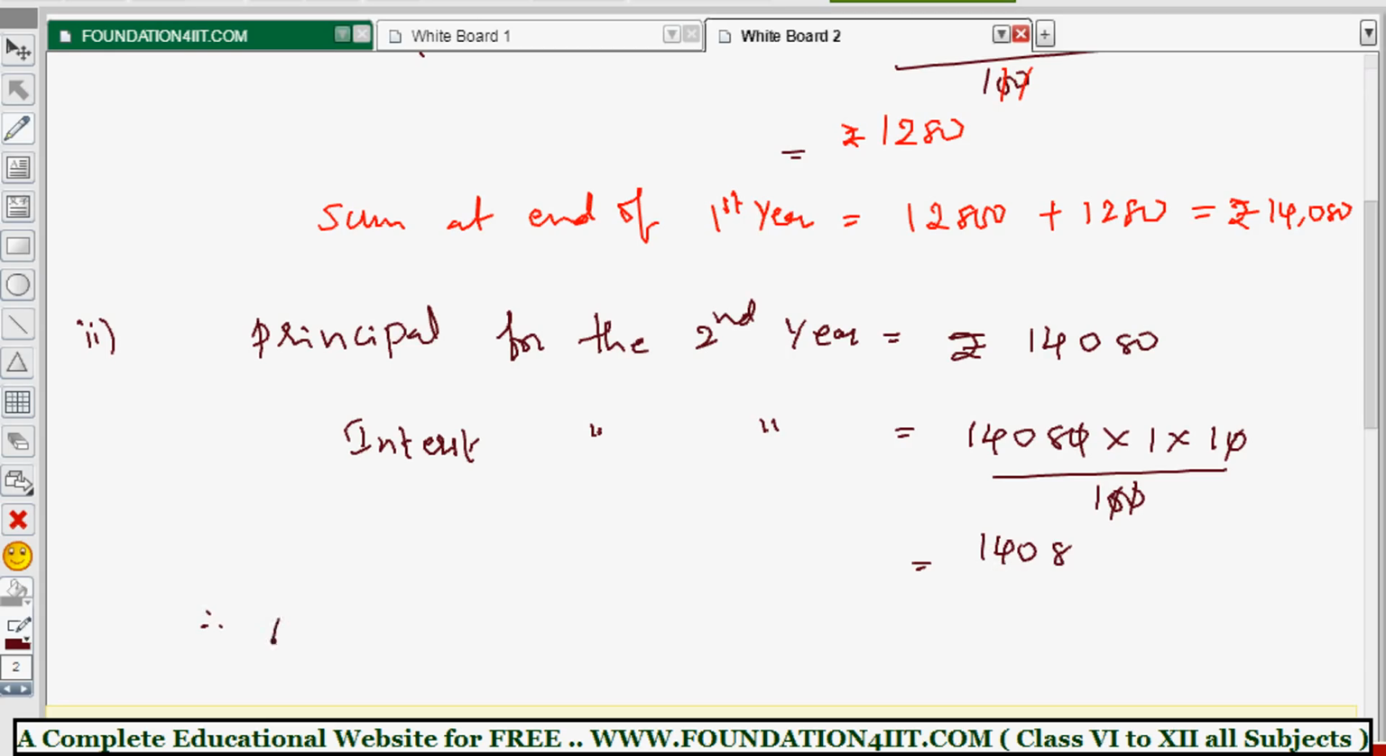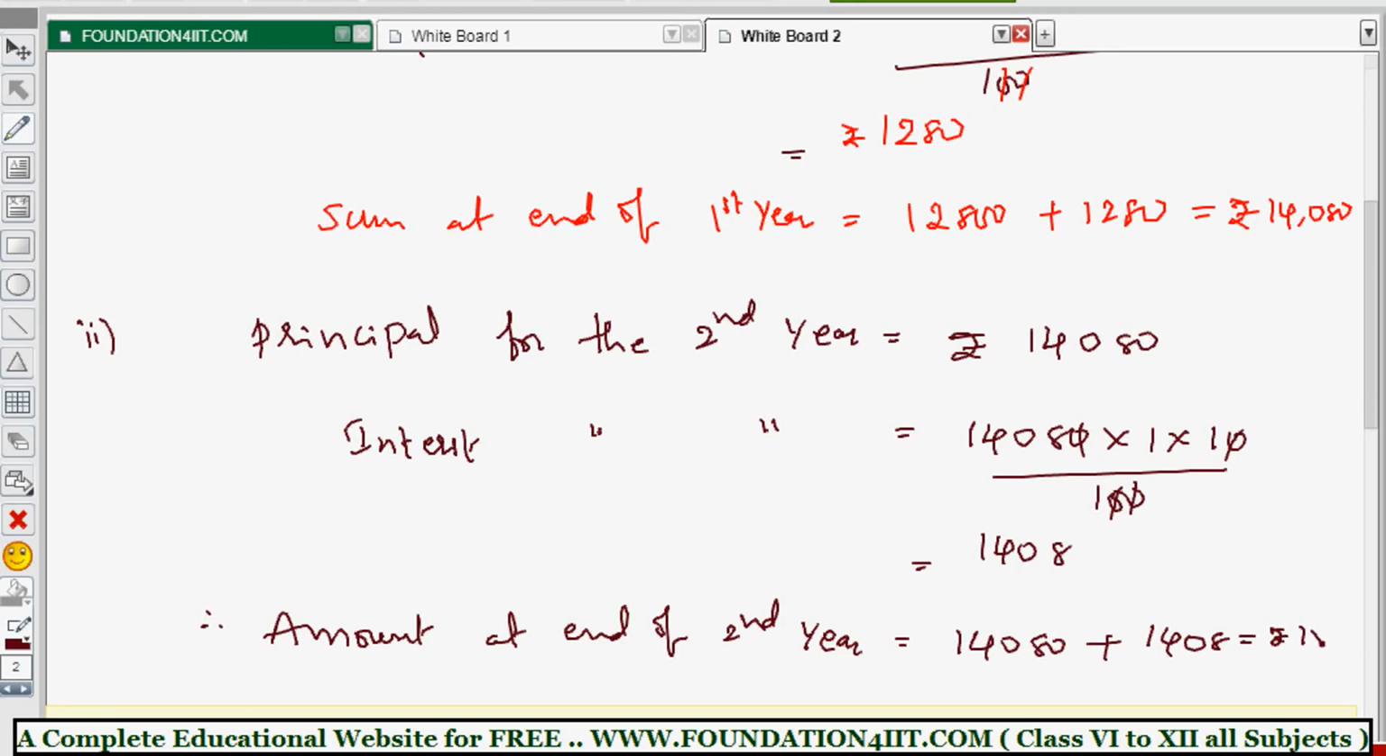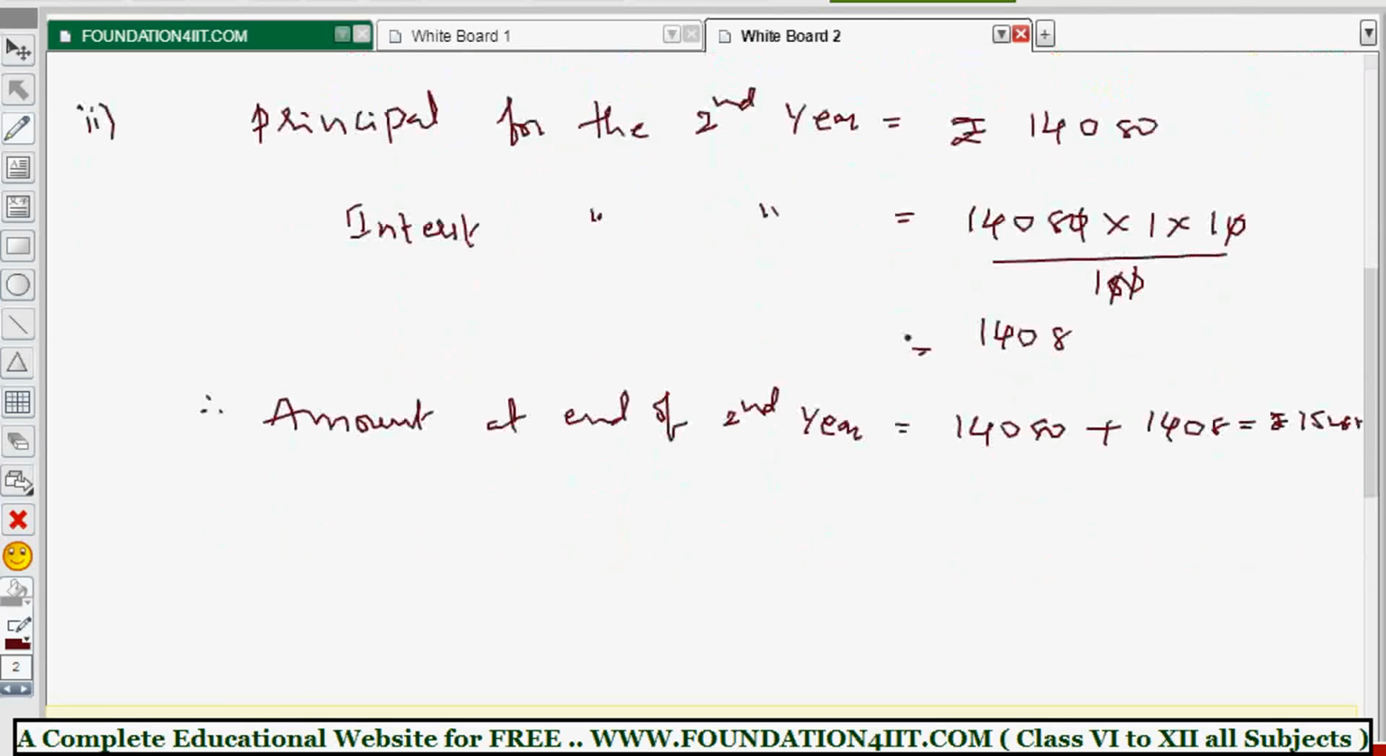Now the amount at the end of the second year. Therefore, the amount at the end of the second year is the principal for the second year plus this interest. So 14,080 plus 1,408 is 15,488, right? You can just add. The amount is 15,488. Right, here next page.